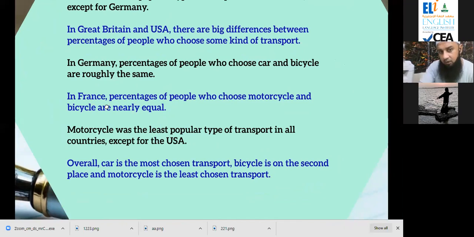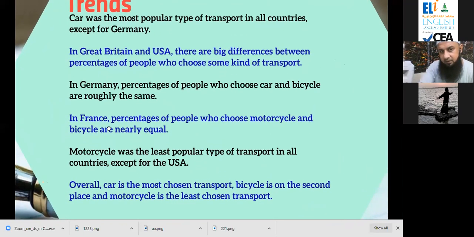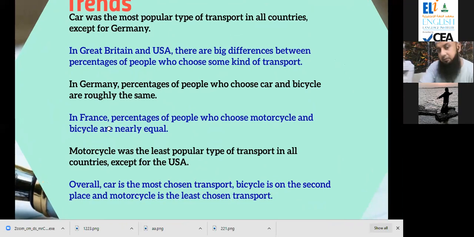So these are the body paragraphs. These six sentences, 1, 2, 3, 4, 5, 6, you could write into 2 paragraphs. It's up to you. The most and the least: the most in one paragraph and the least in the second paragraph, for cohesion purposes.